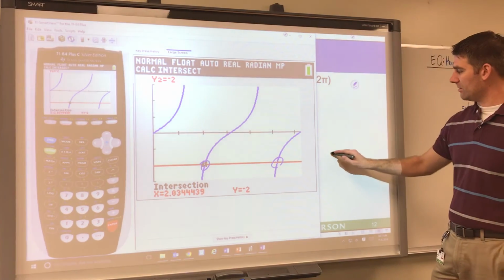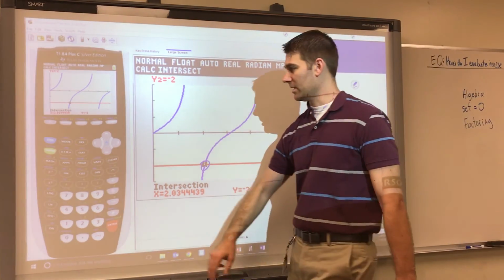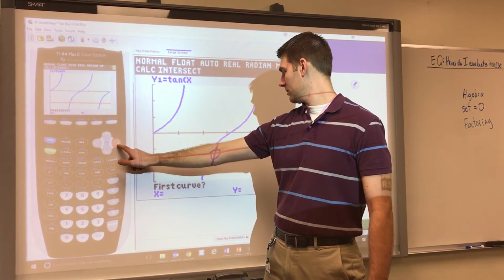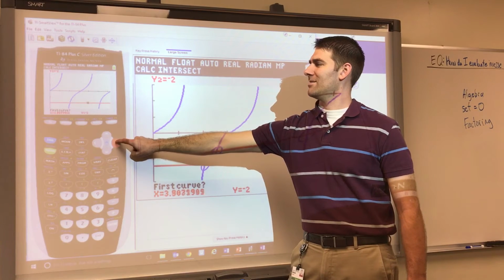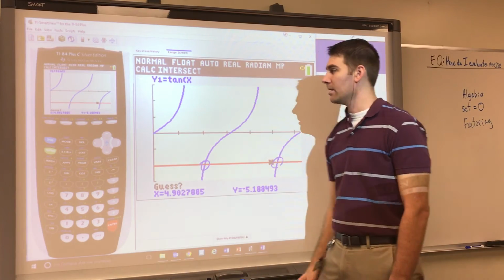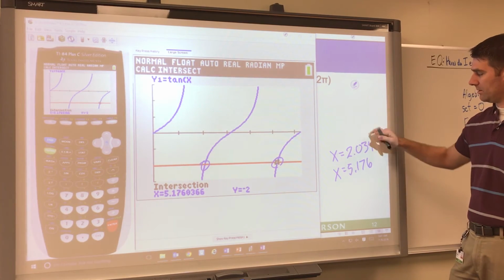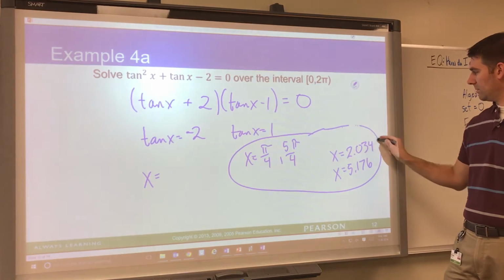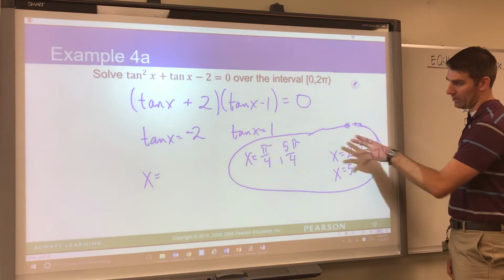Yeah, so one of the values is x equals 2.034. And do it again. Second trace 5. And go to the other branch of tangent. And it's quicker if you down arrow and trace across. We'll get there. Almost there. All right, close enough. 1, 2, 3. And the other one is 5.176. So again, 4 solutions on this one. 2 from the unit circle. And 2 from your calculator.